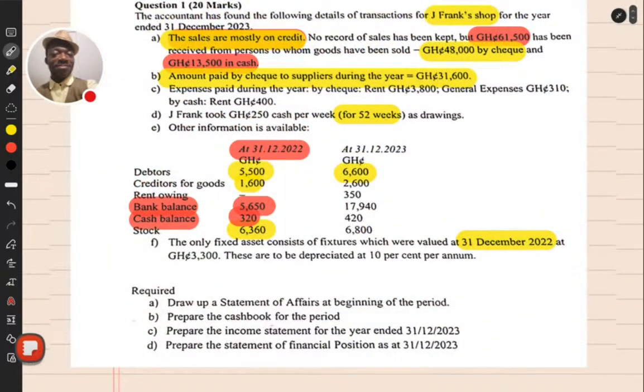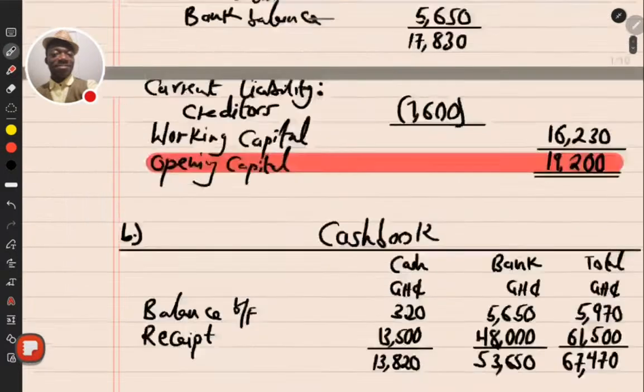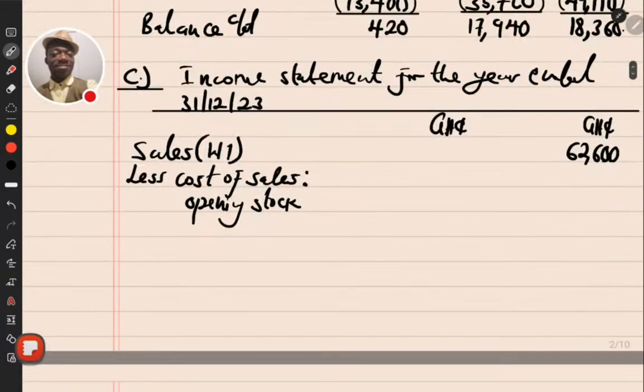We have been told that opening inventory, here you can see 6,360. So you have it here, 6,360. Okay.